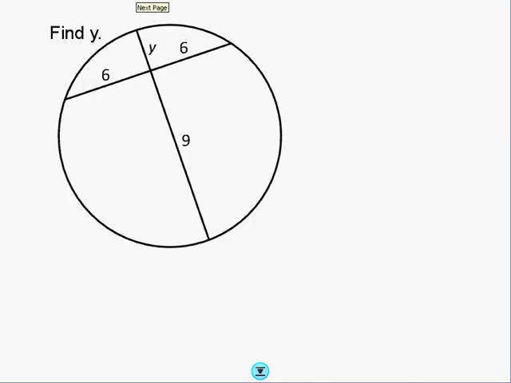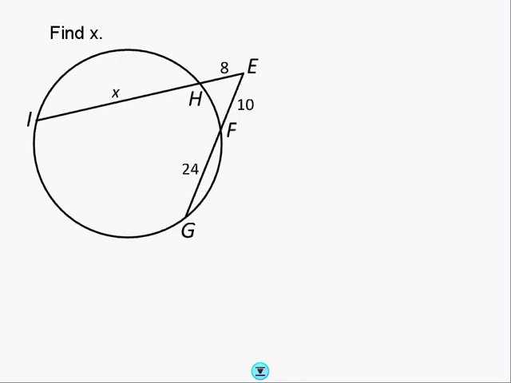Okay, and now we have another intersection inside, but in this case, we're not concerned with angles, but rather segment lengths. The intersection takes place on the inside. It's part times part equals part times part. Well, the two parts of this line are 9 and y. The two parts of this one are 6 and 6, which 6 times 6 is 36. Divided by 9, y equals 4. Yes, it's really that easy. You'll come to like the ones where the intersection is on the inside.